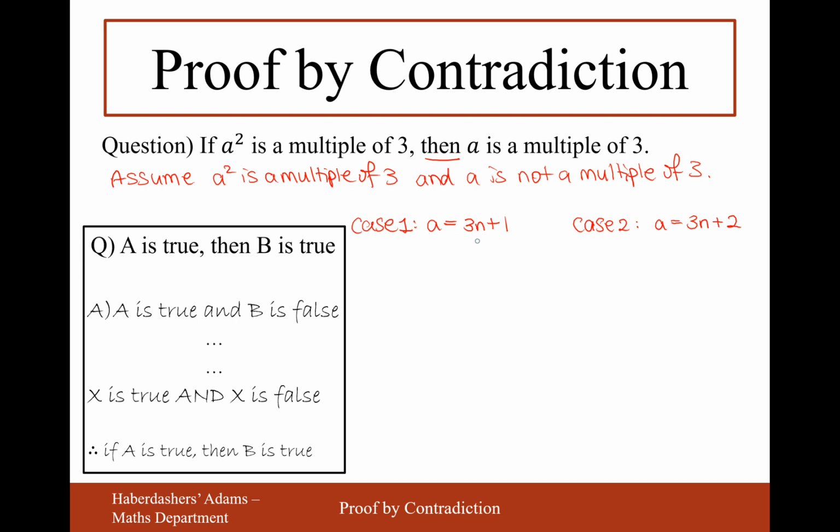Every number, if it's not a multiple of 3, is either 1 more than a multiple of 3 or 2 more than a multiple of 3. And that satisfies every single number that A could potentially be if it's not a multiple of 3. So let's now have a look at what we'd get when we square this in both situations.